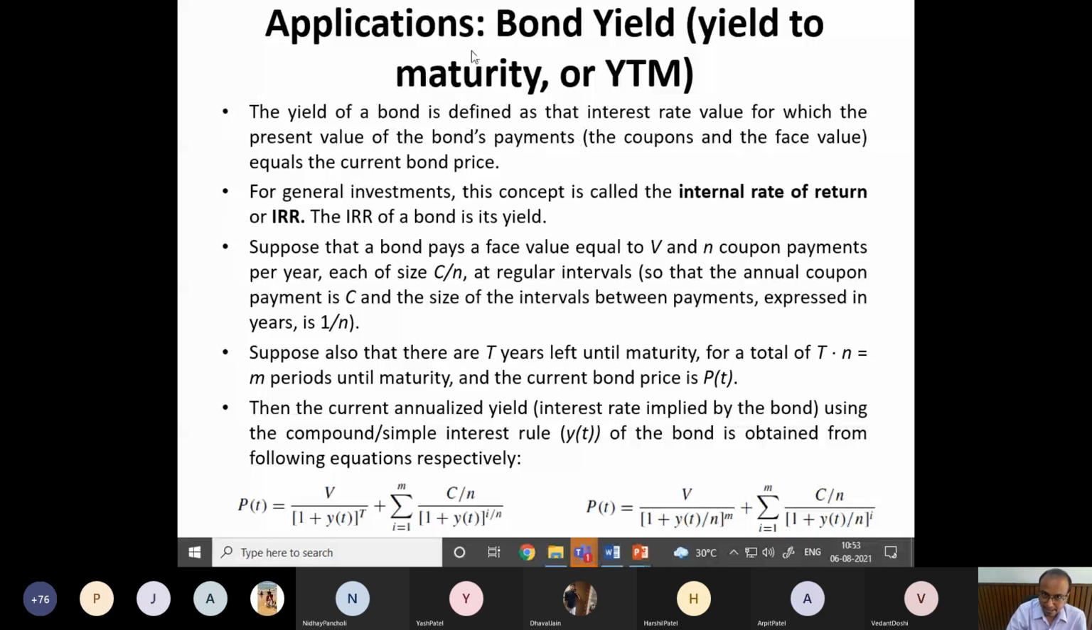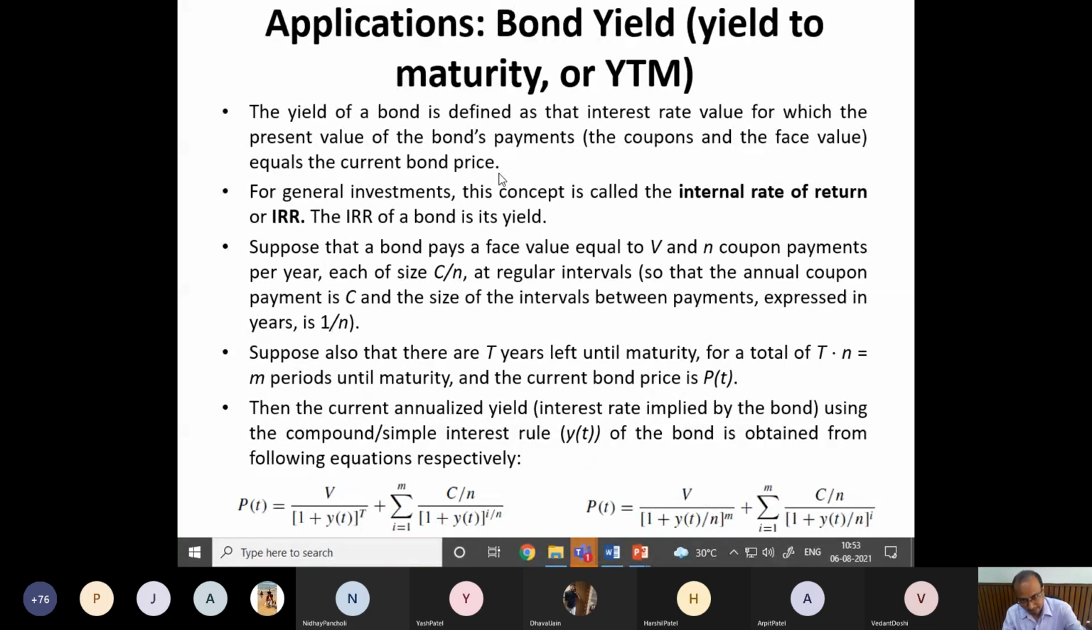So we will now calculate bond yield, which is called yield to maturity or YTM. This is a very common term in the bond market: YTM, yield to maturity, bond yield. So what is this? The yield of a bond is defined as that interest rate, it is actually one interest rate, for which the present value of the bond's payments equals the current bond price.